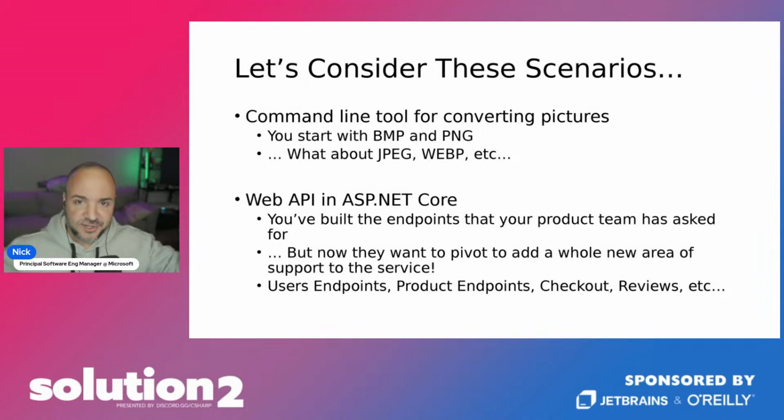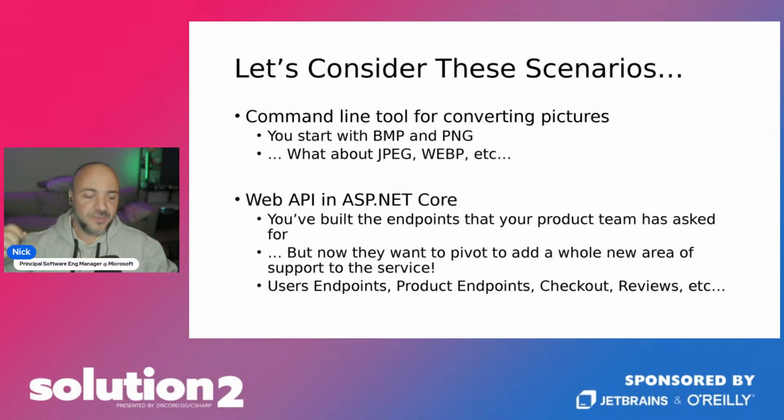As .NET developers, probably many people watching this have built things in ASP.NET Core or are interested in doing so. In this scenario, you've built the endpoints your product team has asked for. So they said, go build a shopping cart, a checkout, reviews or something like that. Now they're coming to you and saying, great that we have all of this stuff we asked for, but in typical fashion, product owners always want more things, right?